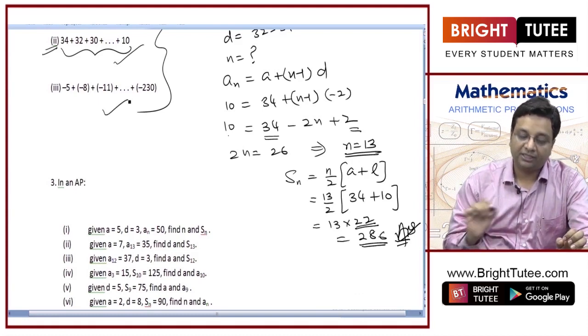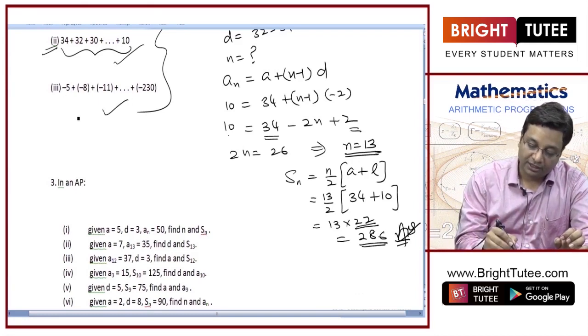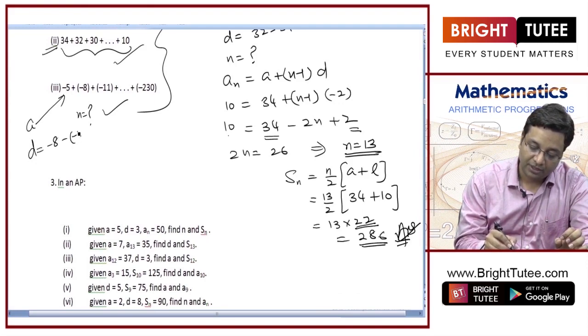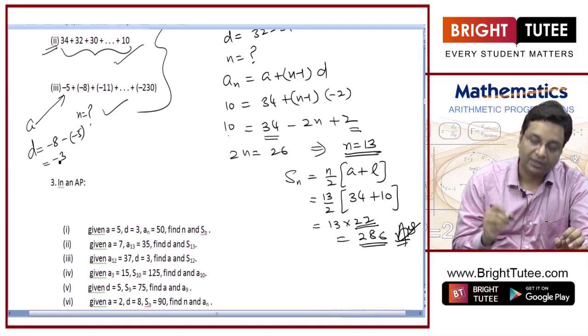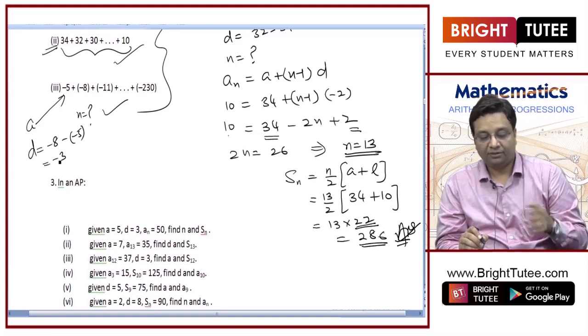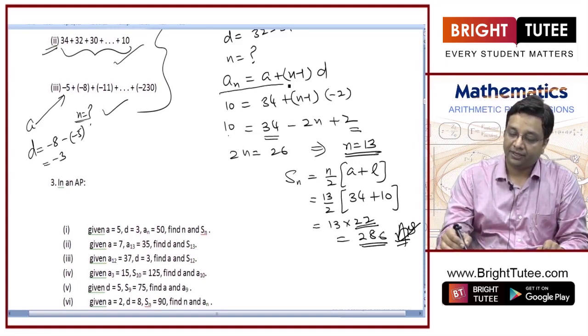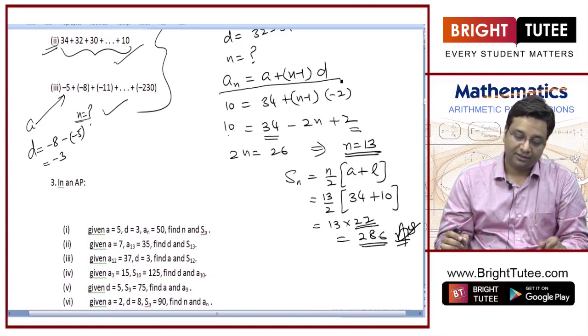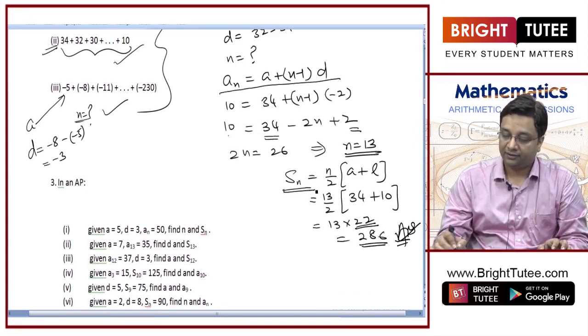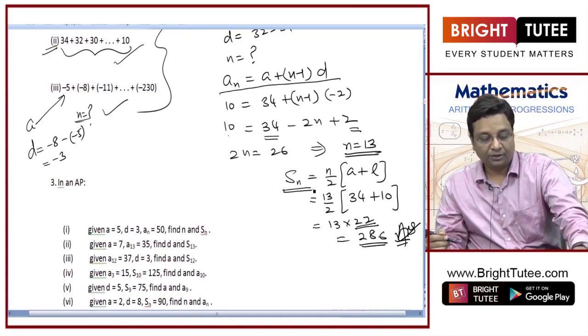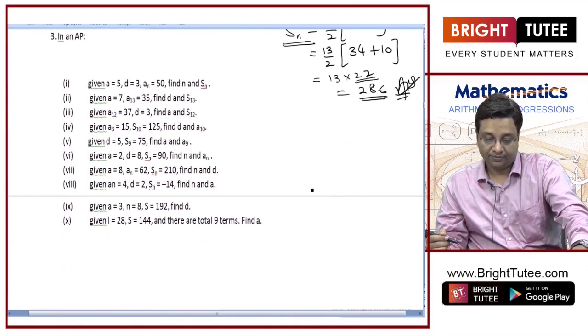This question is also pretty simple. You just have to calculate the number of terms. A is already given, A is minus 5, D is equal to minus 8 minus of minus 5, which is equal to minus 3. So, you have got A, you have got D, you just calculate the number of terms by using this formula and then you directly calculate the sum of n terms, right. So, let us move on to the next question.